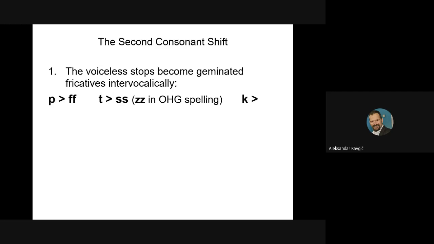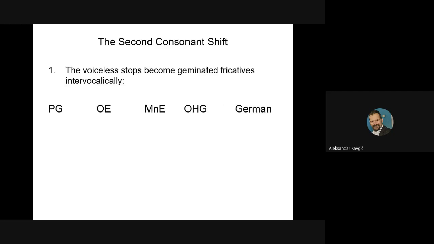As you see in the previous step, that was the second step, and the third step was that in this first stage that voiceless stops became geminated fricatives like k becoming h. Let me show you some examples.